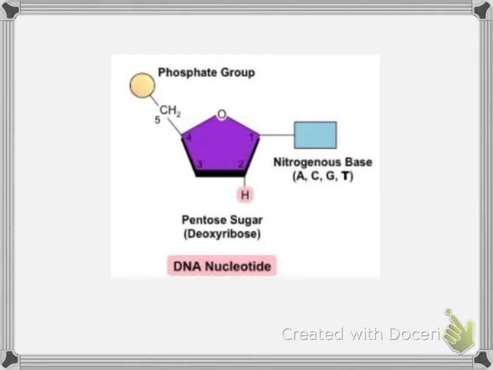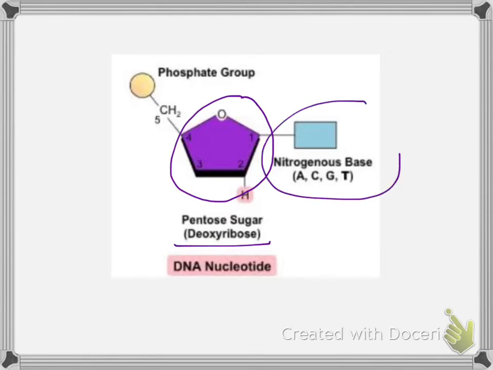Now we have an idea about the structure of a nucleotide present in DNA. It consists of a pentose sugar, deoxyribose; in the case of RNA, it is ribose. The nitrogenous bases are adenine, cytosine, guanine and thymine; in the case of RNA, adenine, cytosine, guanine and uracil. And a phosphate group is present at the 5' end of the deoxyribose. So this is the structure of a nucleotide.